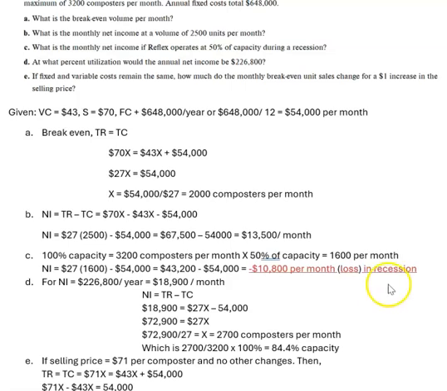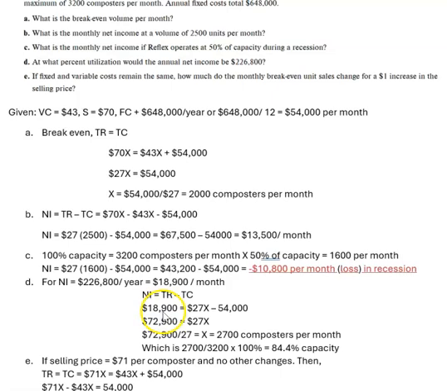D, at what percent utilization would the annual net income be 226,800? Okay. So if net income is 226,800 per year, okay, where it says annual net income, we want to figure it out on a monthly basis. Divide that by 12 gives us 18,900 per month. Okay. So again, net income equals our total revenue minus our total cost.